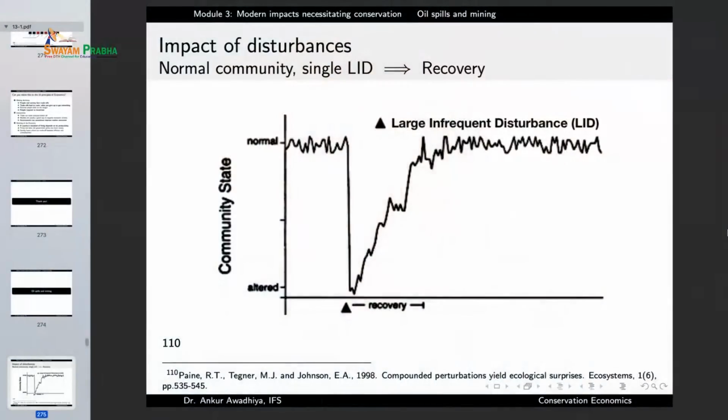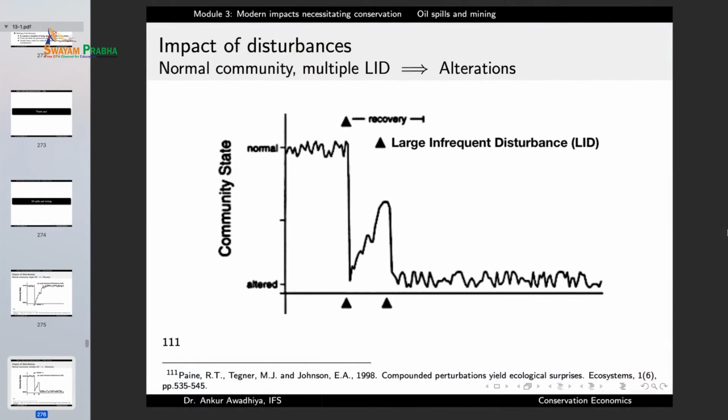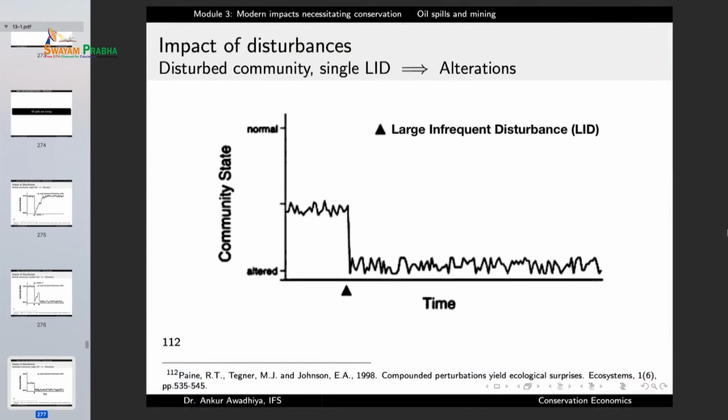Now, if there is a healthy community and if there is a large infrequent disturbance, the community will lower in its state. Quite a number of organisms will die out, but then there is also the natural process of recovery. So the community will be able to come back to the normal. But if the community suffers from multiple disturbances, or when the community state itself is not a normal state, in that case, we can have a condition in which the community will be altered permanently.